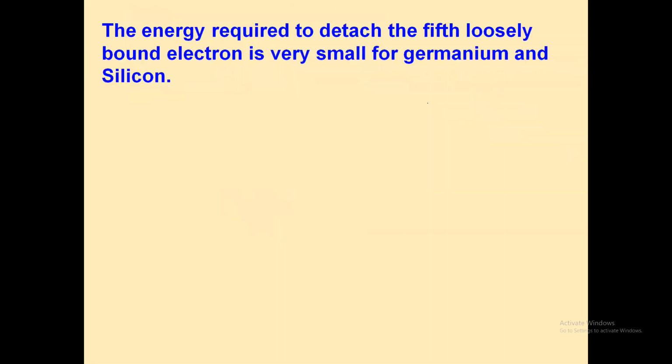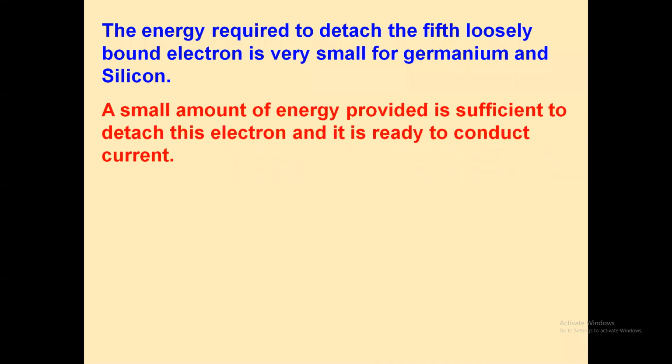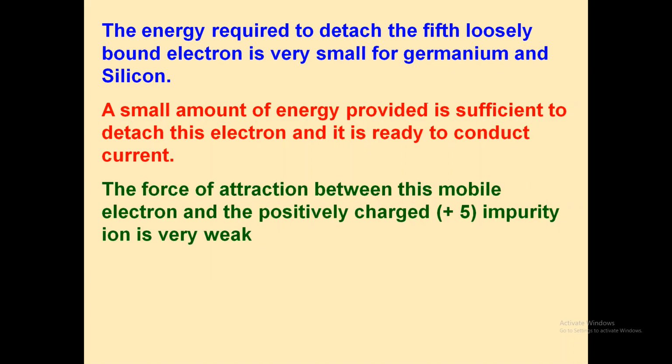The energy required to detach the 5th loosely bonded electron is very small for germanium and silicon. So a small amount of energy is sufficient to detach this electron, and it is ready to conduct current. It means these electrons will move from the valence band to the conduction band, and it acts like a free electron. The force of attraction between this mobile electron and the positively charged impurity ion is very weak, so the pentavalent impurity is called a donor.